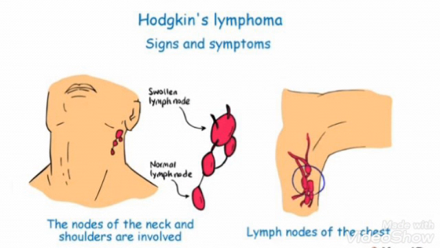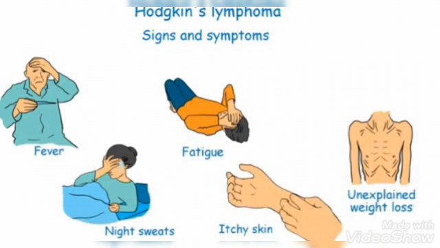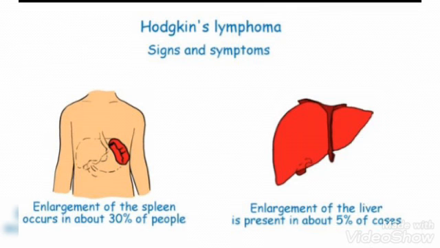Now, signs and symptoms in case of Hodgkin's lymphoma. Firstly, there will be involvement of the nodes of the neck and shoulder region and of the chest area. There will be swollen lymph nodes, and axillary, mediastinal, inguinal and abdominal lymph nodes may also get involved. Other features are fever, night sweats, fatigue, itchy skin, weight loss, anemia and bone pain. These are all B stage symptoms. Stage A is the absence of symptoms, which signifies a better prognosis.